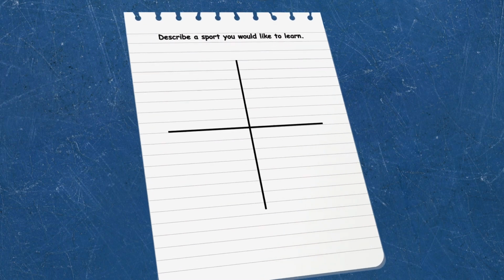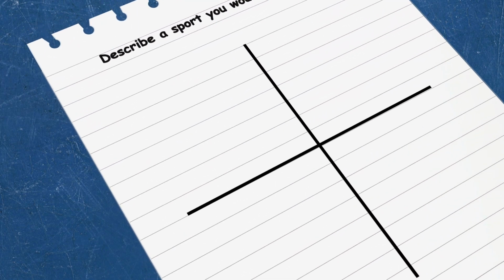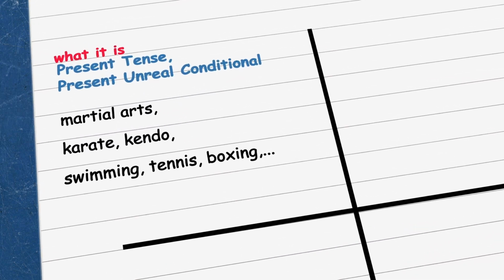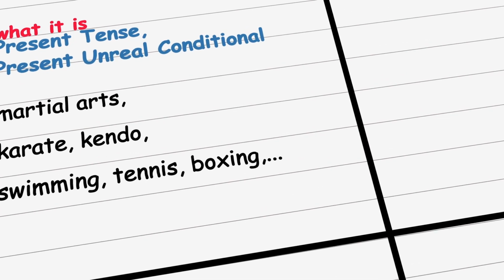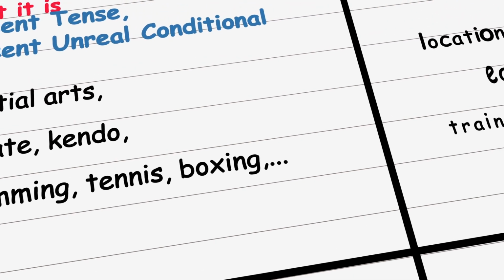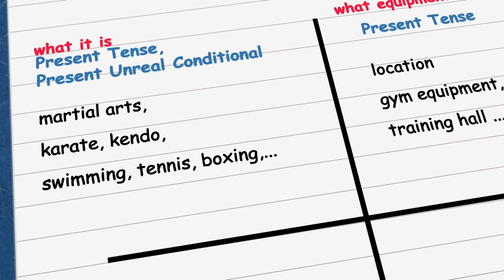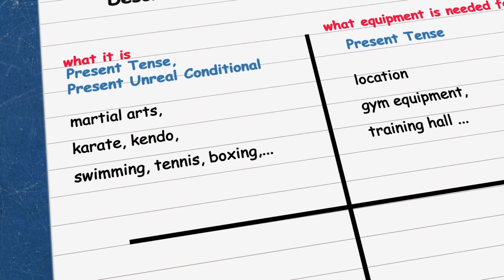The first cue is asking you what it is, what the sport is. If you're going to describe the sport, you're going to use the present tense. But the question is asking you about a sport that you would like to learn, which means you're not learning right now. That's something in the future that may or may not happen. So it's something imaginary. That's why you're expected to use the second conditional, or in other words, present unreal conditional.